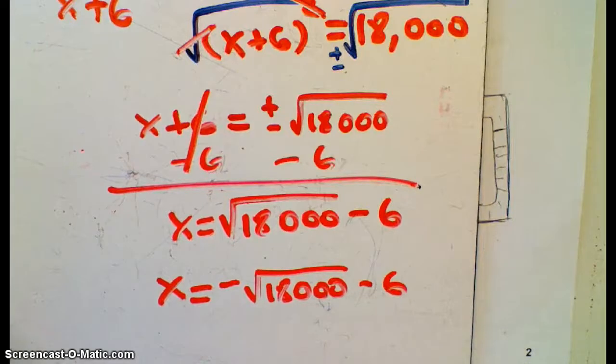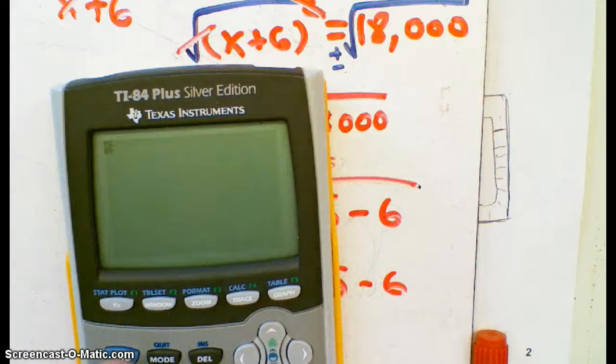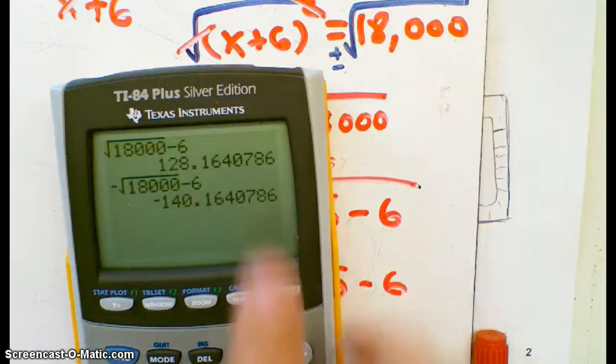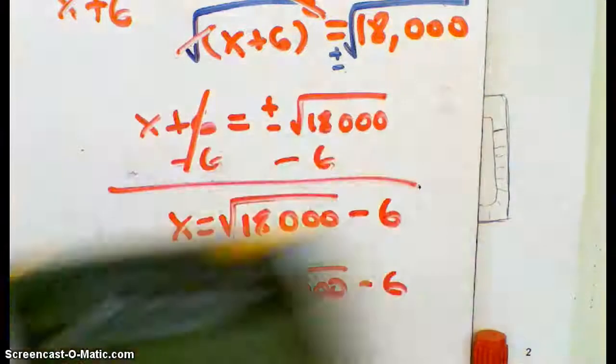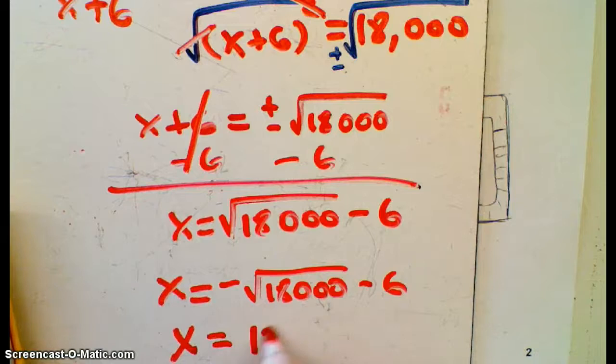Now, which one would be more convenient for the length of a square? Square root of 18,000 minus 6, and negative square root of 18,000 minus 6. Which one will be more appropriate for the length of a square? Well, the one on the top, because it's positive. So x, which is the side of this planted area, is approximately 128.16 feet.